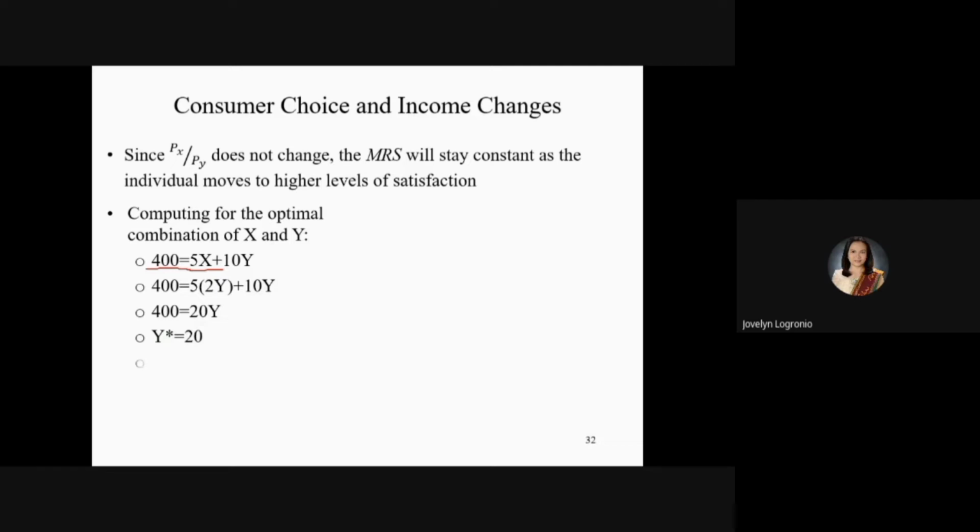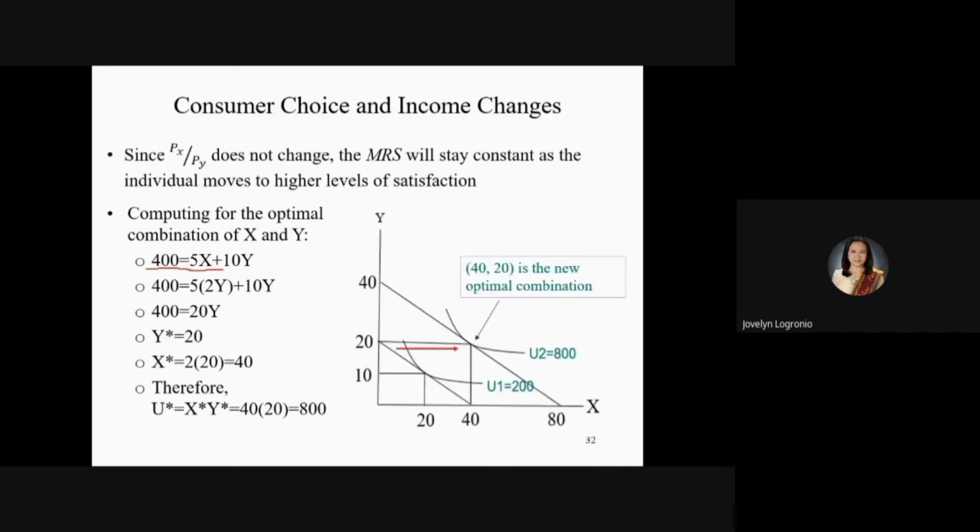So we can solve for X also. X is equal to 2Y, 2 times Y. So 2 times 20, that's 40. So therefore, class, the new bundle, the optimal combination of X and Y, is 40 and 20. The utility now is equal to 800. Okay, graphically, this is the situation. And so the new quantity of Y increases to 20, and X, the two quantities of X and Y doubled. So, what is our conclusion?